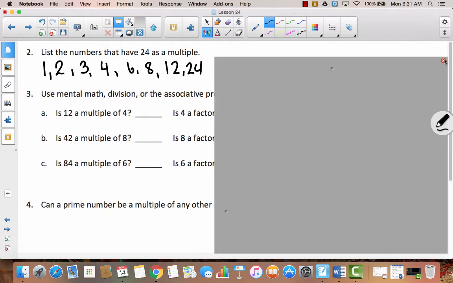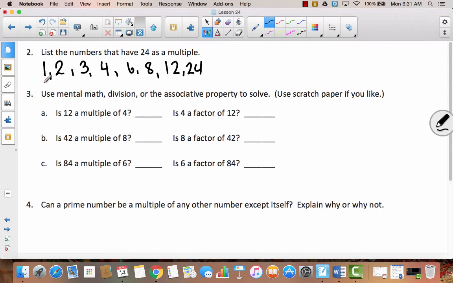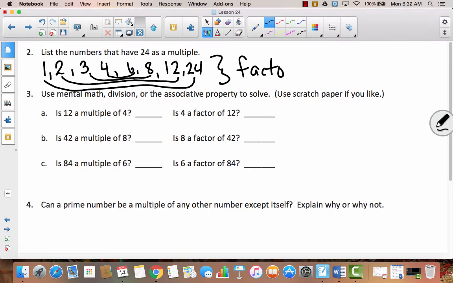What do you notice about these numbers? What if you did this? 1 times 24 is 24. 2 times 12 is 24. 3 times 8 is 24. And 4 times 6 is 24. These are actually what of 24? These are actually factors of 24. Because if I can multiply something times 2 to get 24, then 24 is a multiple of 2.